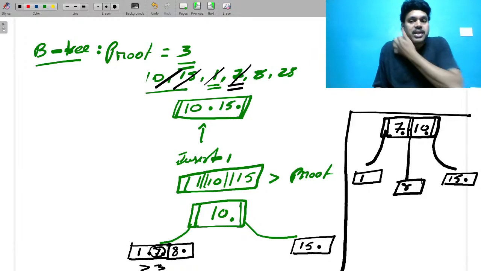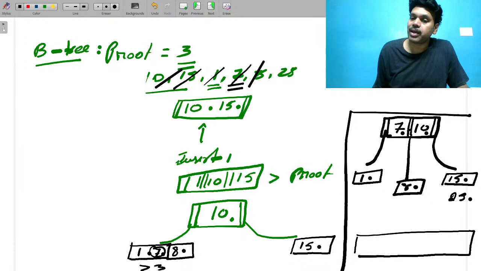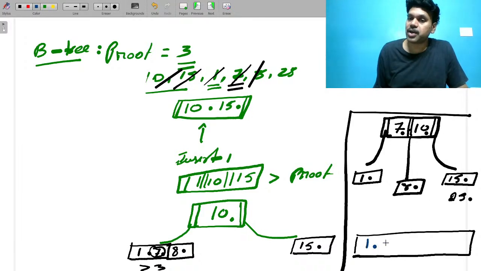Now I want to insert 25. So 25 you can push into this. So this is how you can do the concept of a B tree simply. Now down you are having a data file. Your data file has got the records. How has it got the records? It has got 1 dot, 7 dot, 8 dot, 10, 15 and 25.